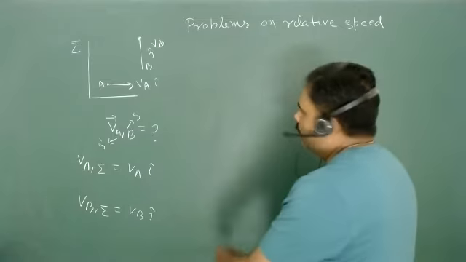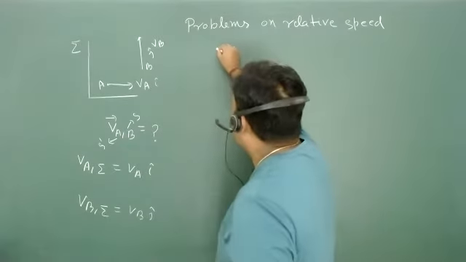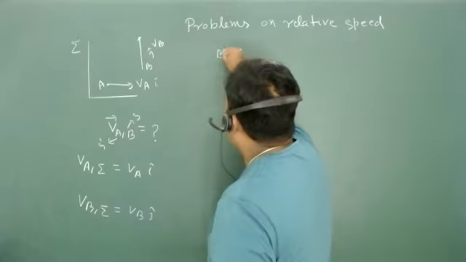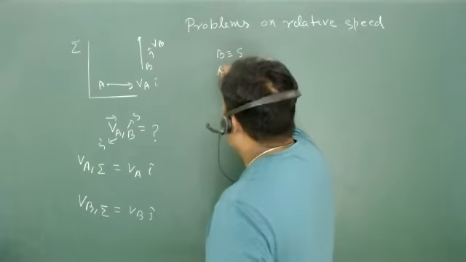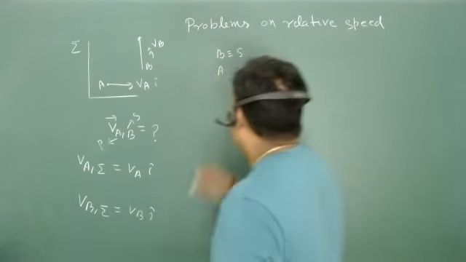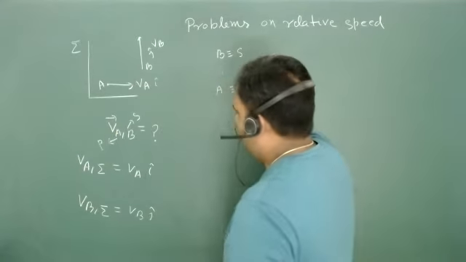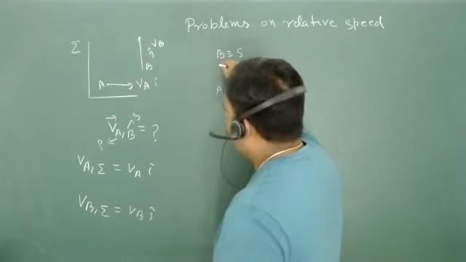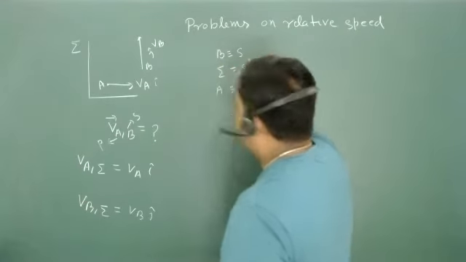So obviously, we have just given the notation that B is equivalent to the S frame. A is something like a particle. Sorry, this will be my particle. A is equivalent to the particle, and obviously this sigma is equivalent to S dash.